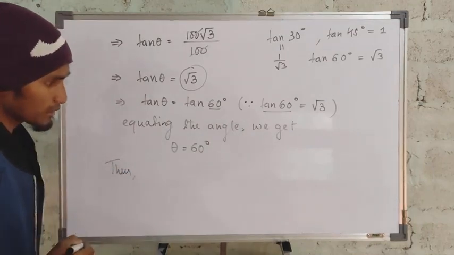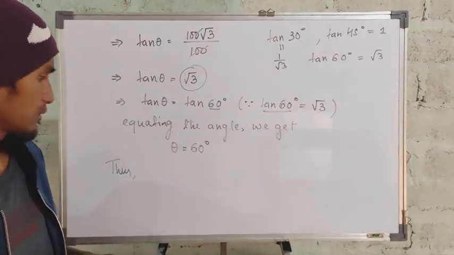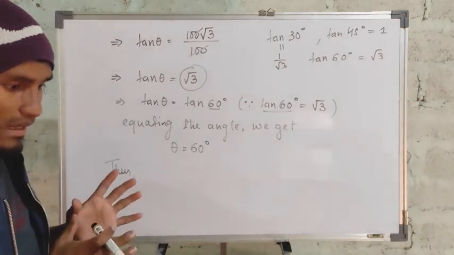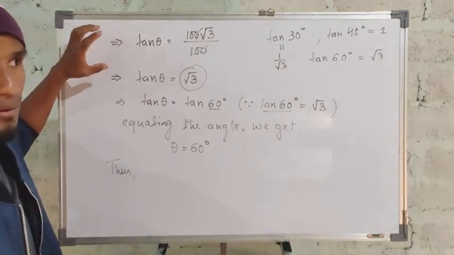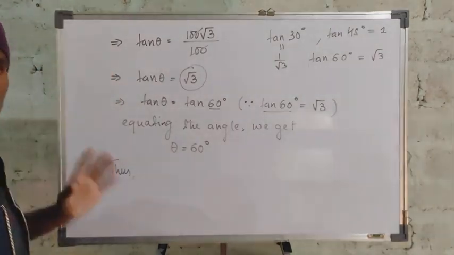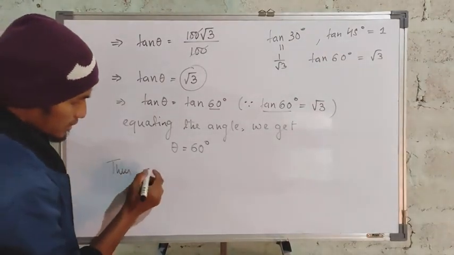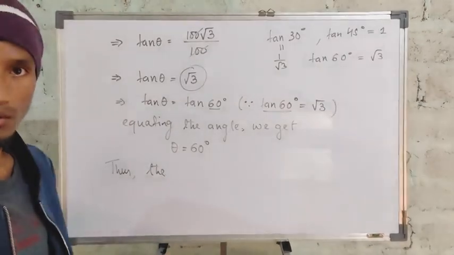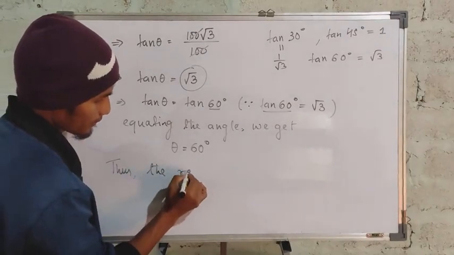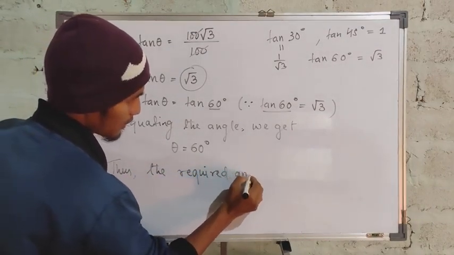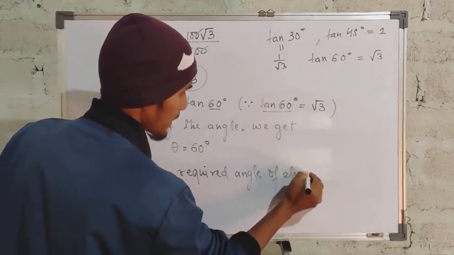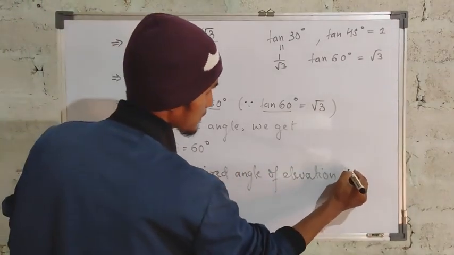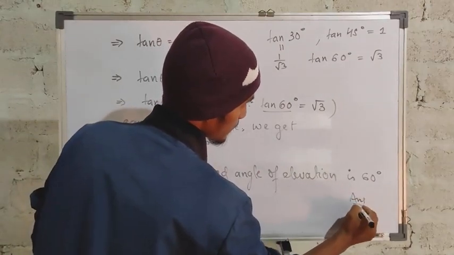Always don't forget, when you finish writing any answer, please give the conclusion, because written mathematics always needs a head, a neck, a stomach, and a tail. This will be the conclusion. It's like after you finish eating food, you wash your hands. Thus the required angle of elevation. Why do I write angle of elevation? Because the question is asking for the angle of elevation. The required angle of elevation is 60 degree. This will be your answer.